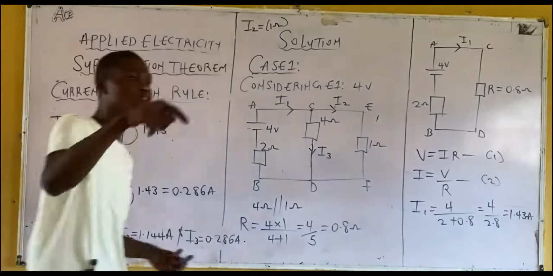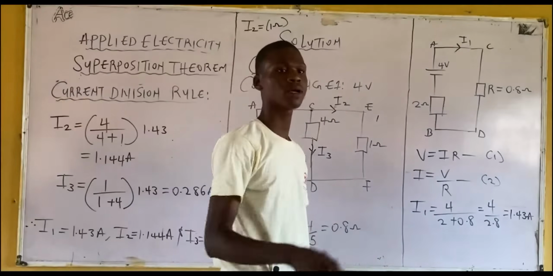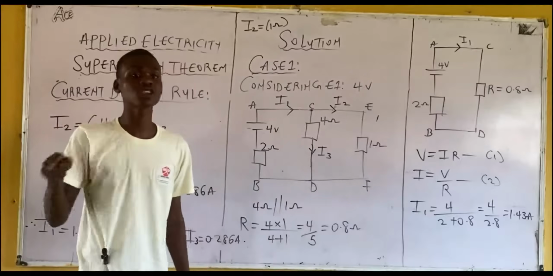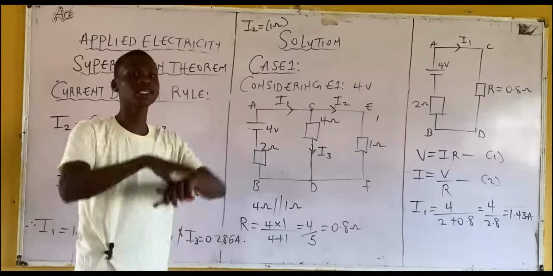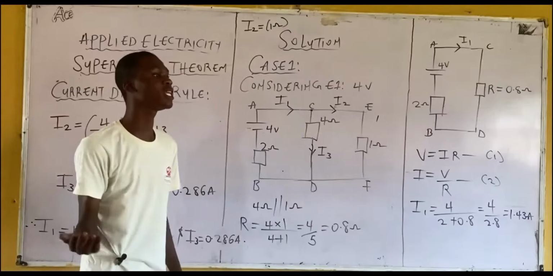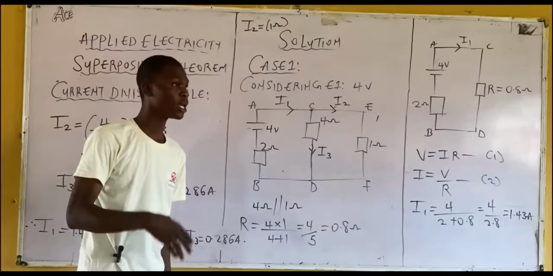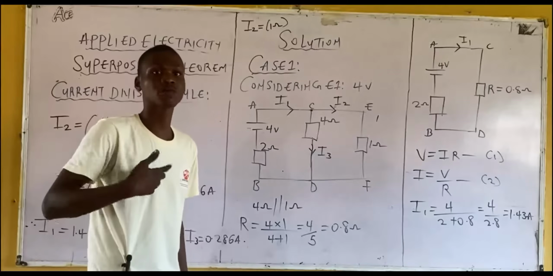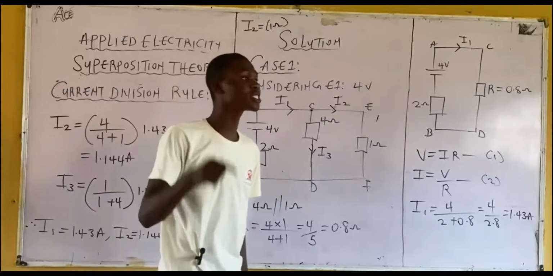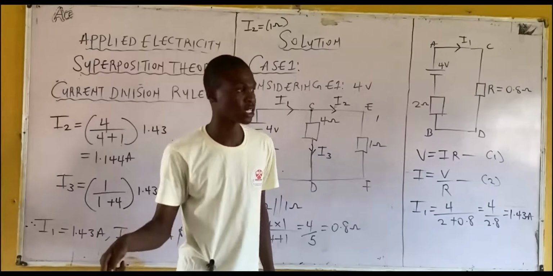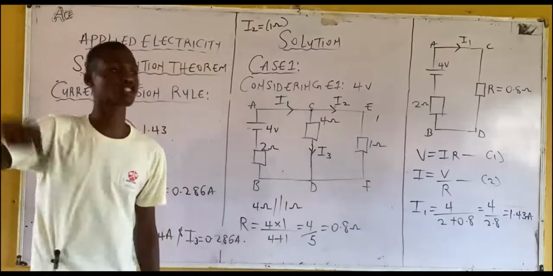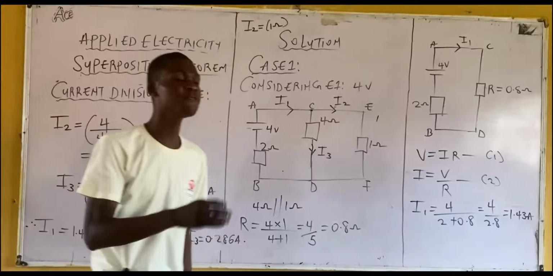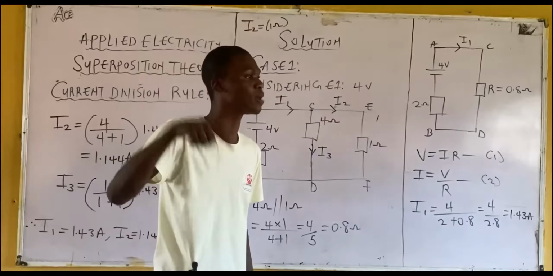Now let's go back to the superposition theorem. Let's see what the superposition theorem states. It states that in any circuit made up of linear resistances and several voltage or EMF sources, the resultant current in each branch is equal to the algebraic sum of the currents that will flow in that branch if each source is considered separately.